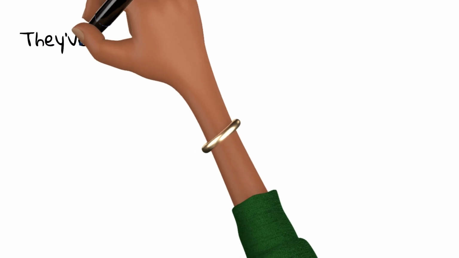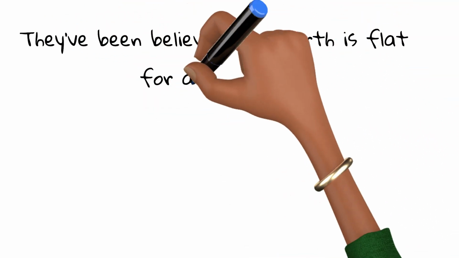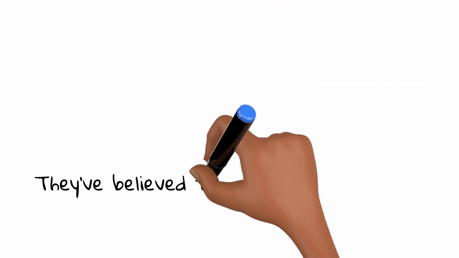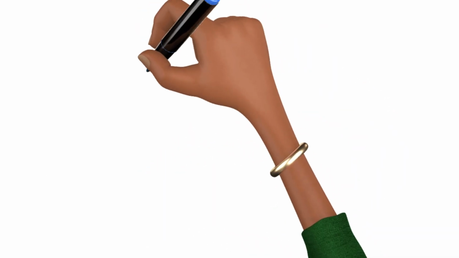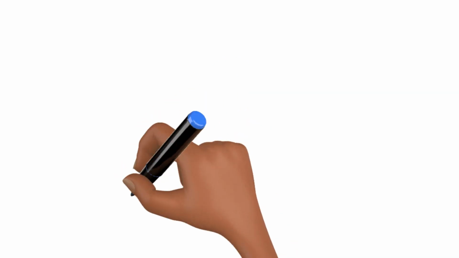The same goes with this one. They've been believing the earth is flat for a long time. Well, you believe or you don't believe in something. There's no continuing form on this. You cannot emphasize the continuing form. So it has to be, they've believed the earth is flat for a long time.